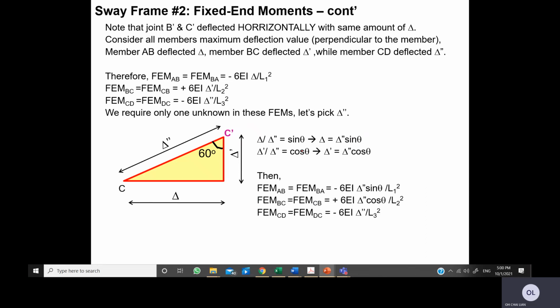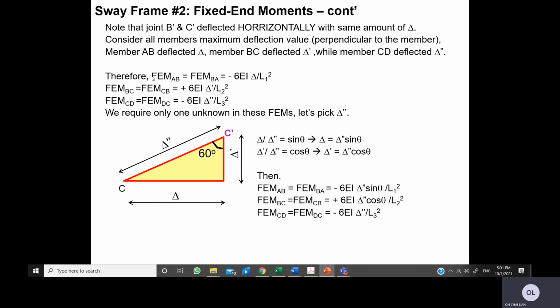Okay, so once you have identified the deflections, where member AB has deflected delta, member BC deflected delta prime, and member CD deflected delta double prime, please use a triangle to show the relationship between these deflections, as we have taken out just now. The horizontal is delta, the vertical is delta prime, and the diagonal is delta double prime.